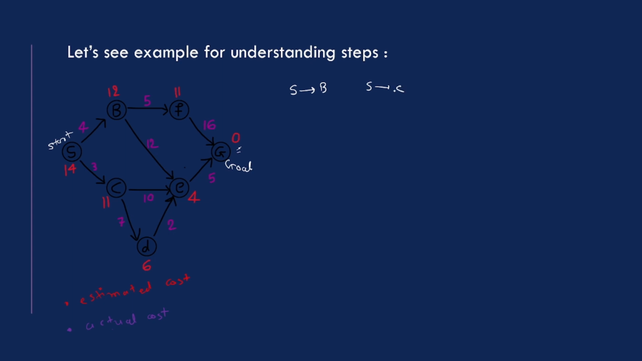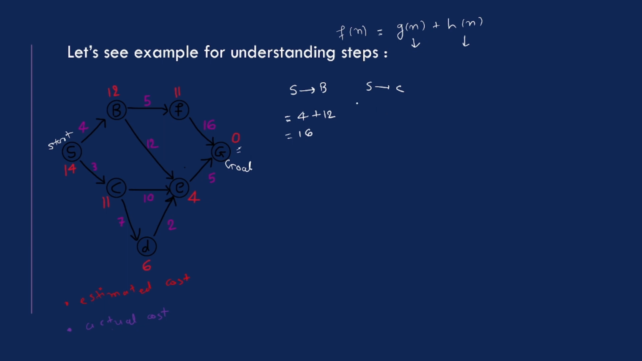We can go from S to B or S to C. There are two paths, as you can see from the diagram, and we have the formula f(n) = g(n) + h(n), where g(n) is the actual cost described in purple, and h(n) is the estimated cost, the heuristic value, in red pen. Okay, so now calculate S to B. For S to B, the actual cost is 4 plus B's estimated cost of 12. So it takes 16.